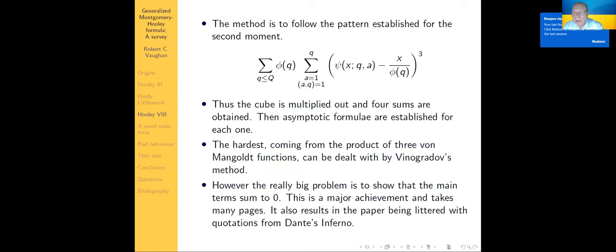Hooley's problem is to show that these four sums add up to zero. Basically, there's cancellation in the main terms, and you get that the expression is asymptotically equal to some collection of second order terms, which is the pattern that's established for the second moment. I think the paper is 75 pages long, and about 40 of those pages are taken up showing that these terms cancel out.